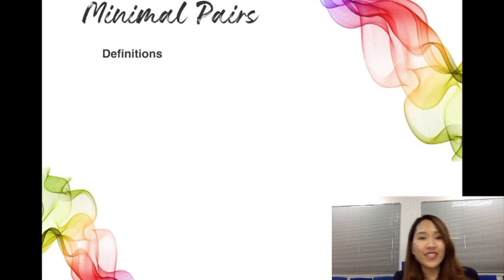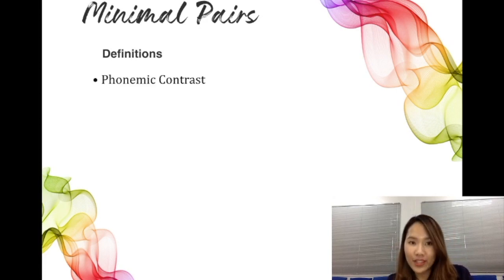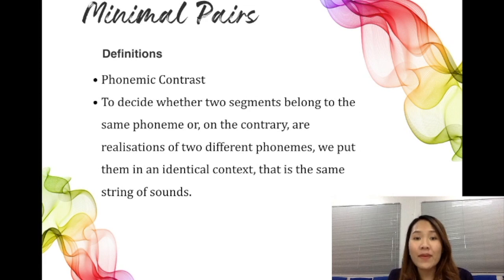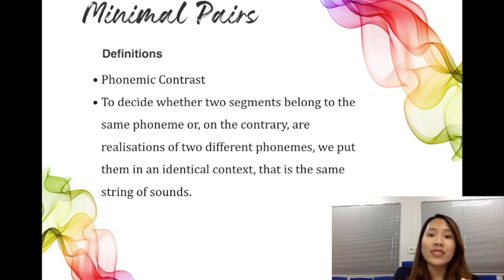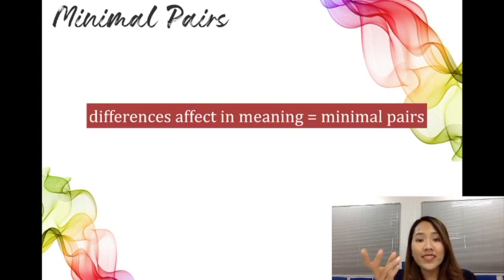And the next terminology is minimal pairs. So, for minimal pairs, we look at the phonemic contrast. A minimal pair is just a system that we use to differentiate two different phonemes. So, what we are going to do is put the sounds into the identical context, the same string of sounds, but with just one sound that is different. So, which is the sound that we test? If the difference of that sound affects the meaning, it is a minimal pair and there are two different phonemes.